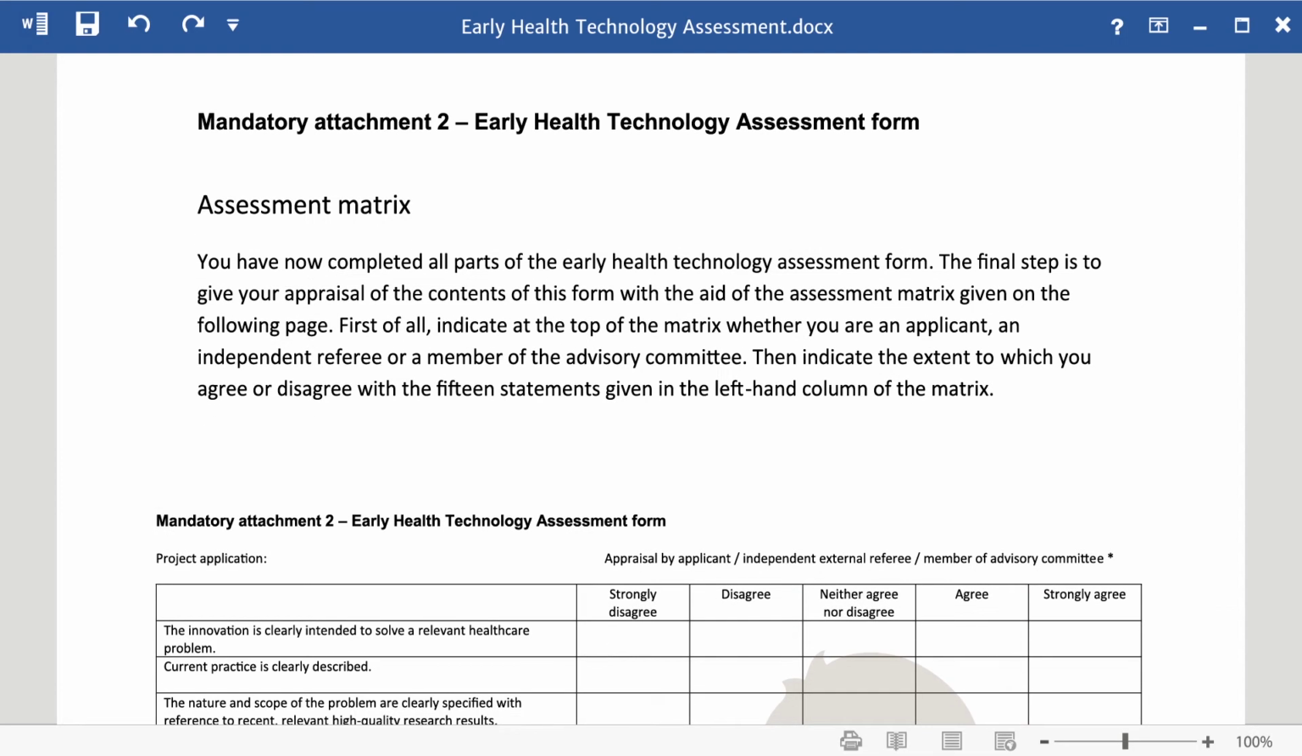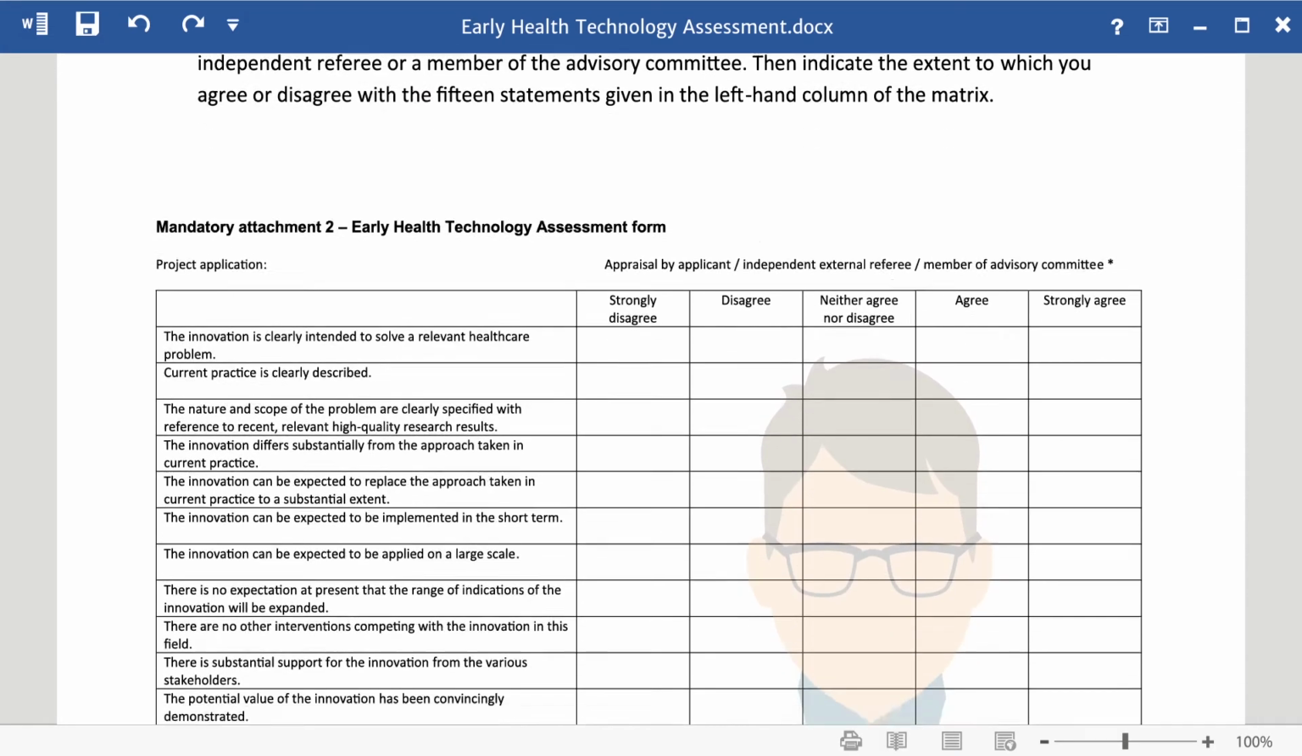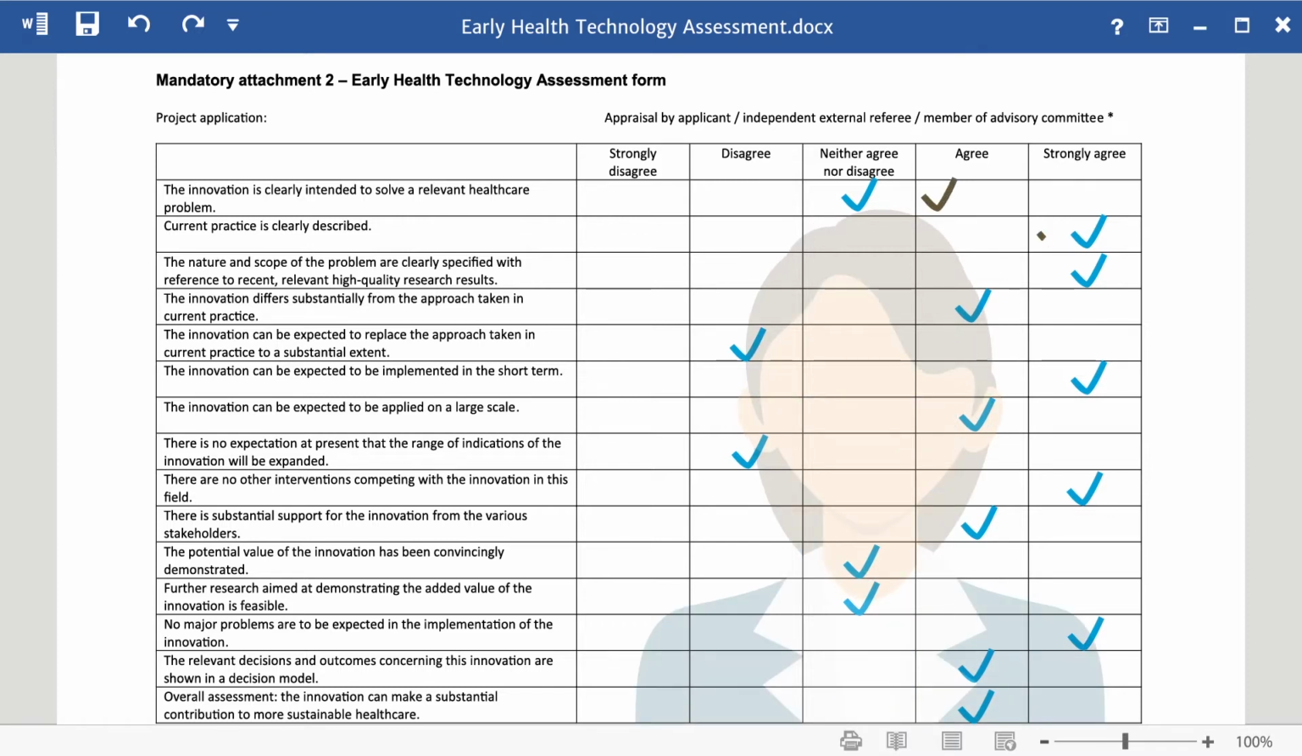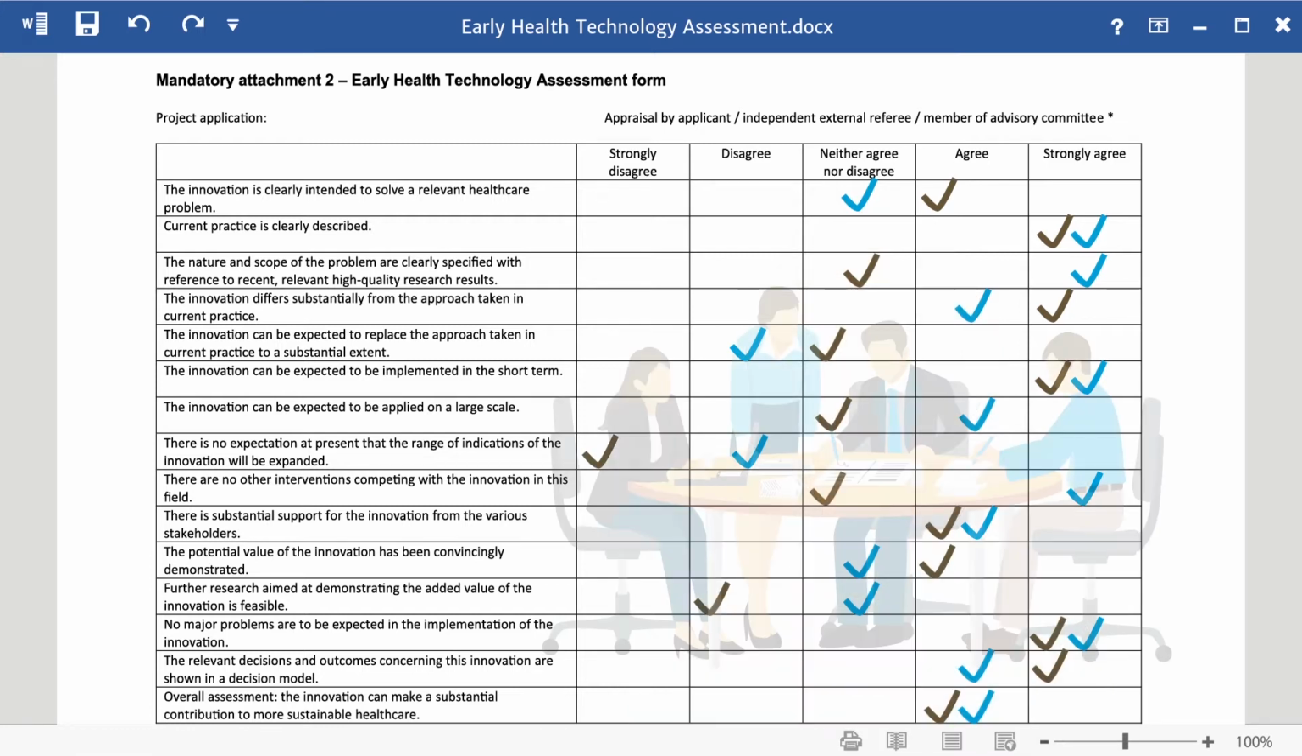The last part of the Early Health Technology Assessment form is an assessment matrix. Here you will be asked to what extent you agree or disagree with some statements. This matrix will also be filled in by external reviewers and the program committee. The similarities, as well as the differences between these judgments, are the starting point for further dialogue surrounding the proposal.